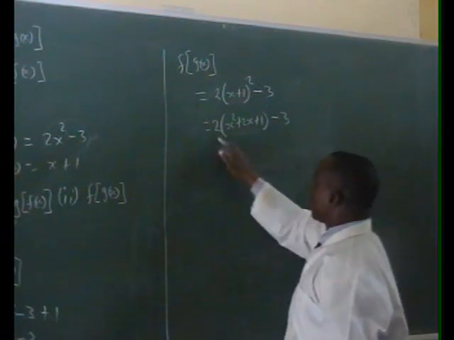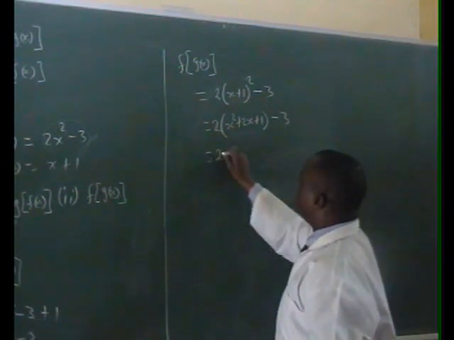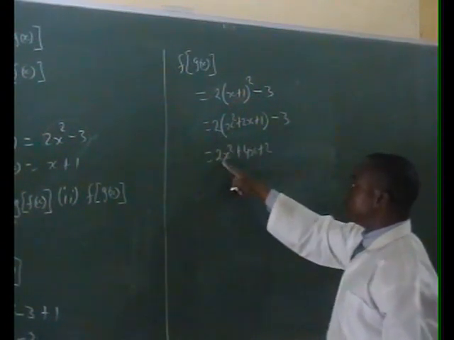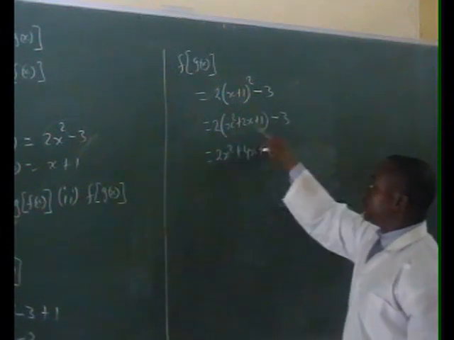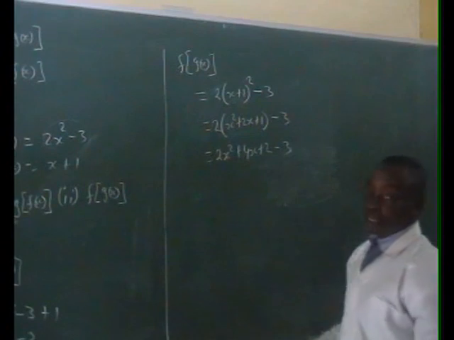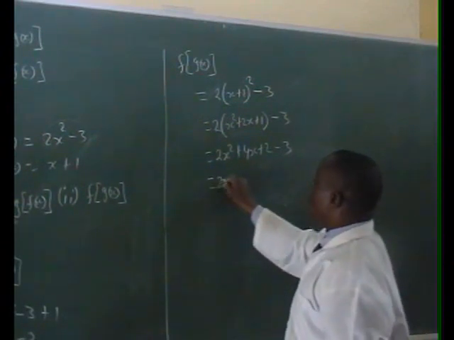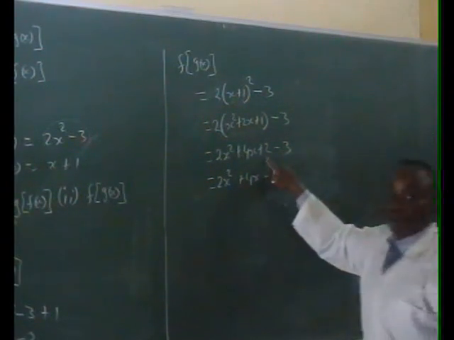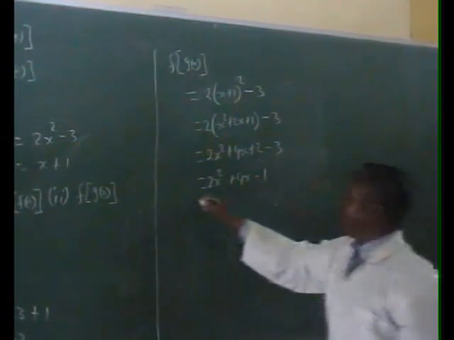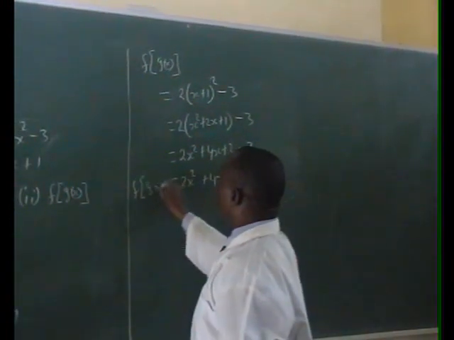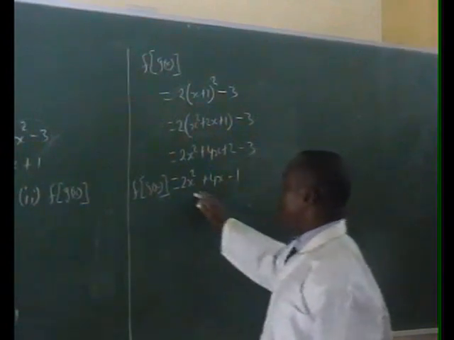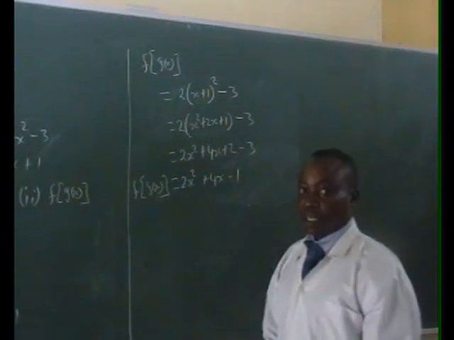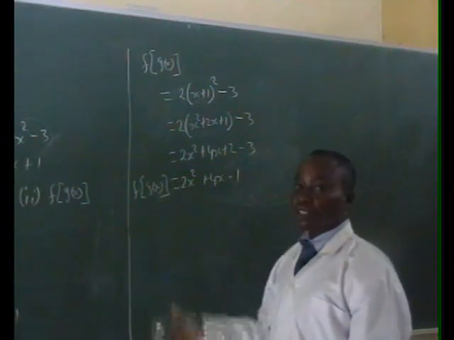Now, after that, I'm going to multiply. When I multiply here, we have 2x squared plus 4x plus 2, as 2 times this will give me this, 2 times this will give me this, and 2 times this will give me this, minus 3. Now, what this means is that I have 2x squared plus 4x minus 1, plus 2 minus 3 gives me 1. So that is f composite g is equal to this. So this is how we solve composite functions, putting one into the other. And don't forget that it's also known as a function of a function.